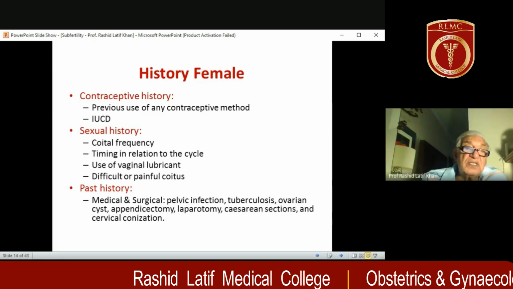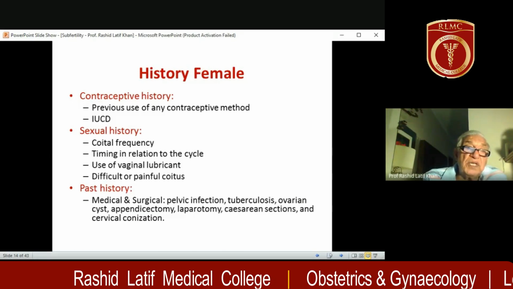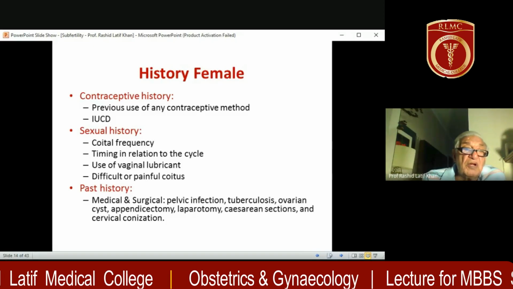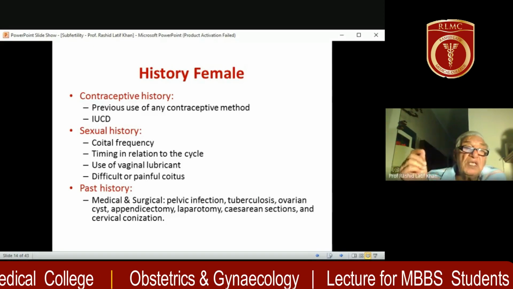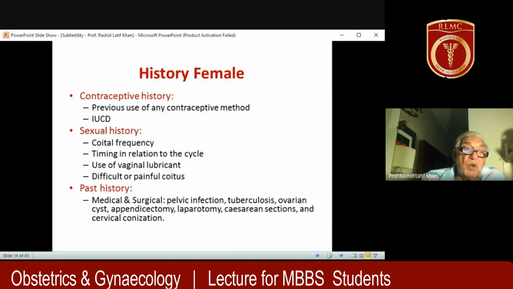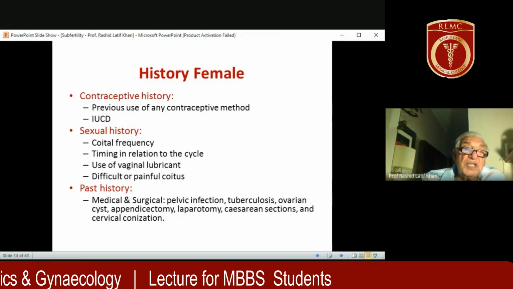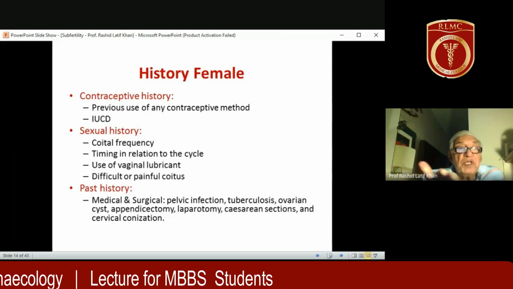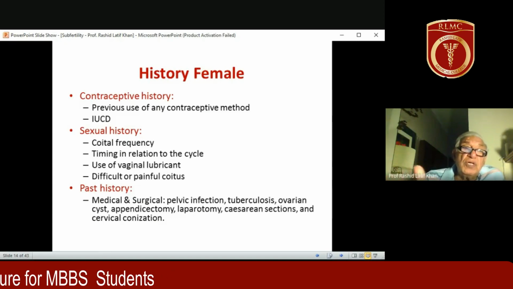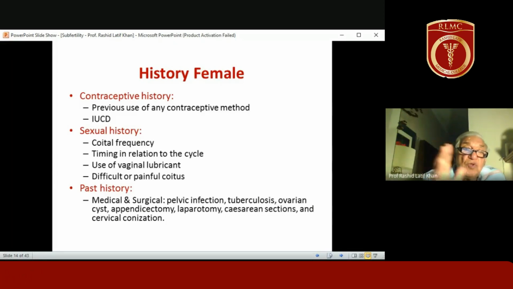Similarly, if she has used any contraception, particularly an IUCD, intrauterine contraceptive device, there's a risk of infection, and if infection takes place, tubes get blocked. So it's important to take history. A patient may say, I've been married 2 years and no child, whereas out of those 2 years, if she had taken contraception for a year and a half, it means they have only been trying for 6 months. So that's why contraceptive history is very important.